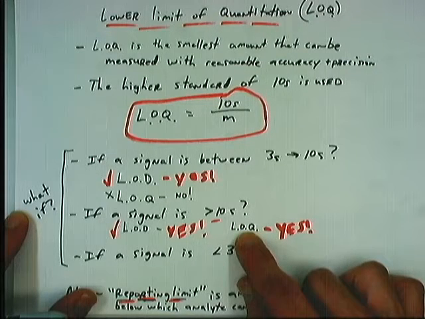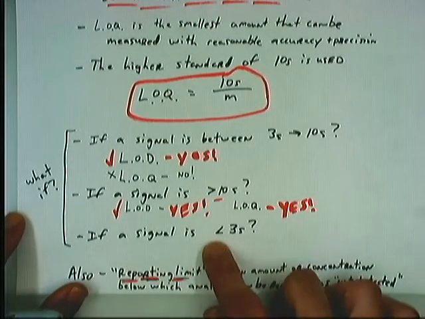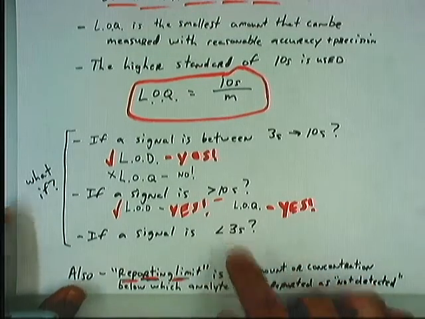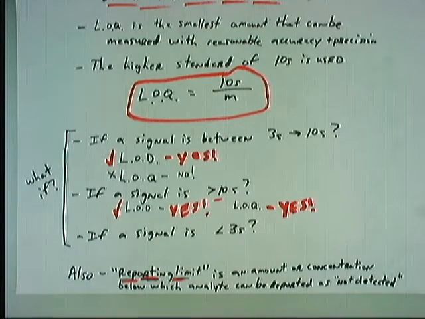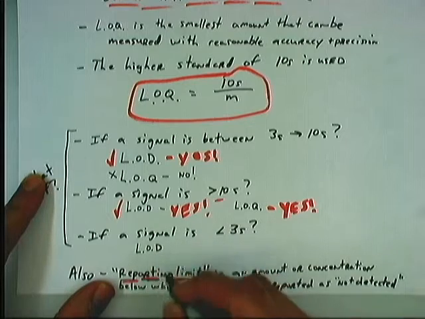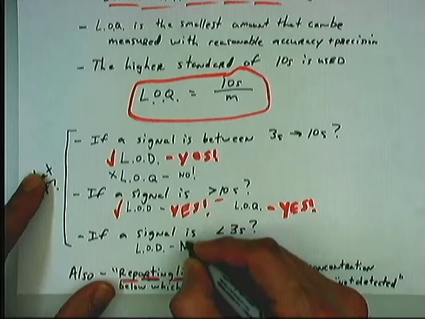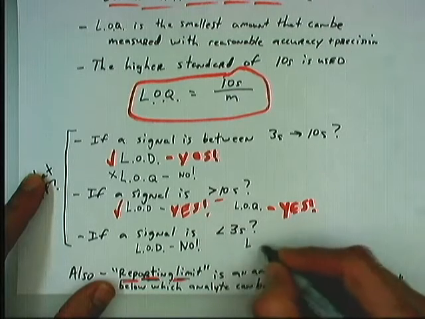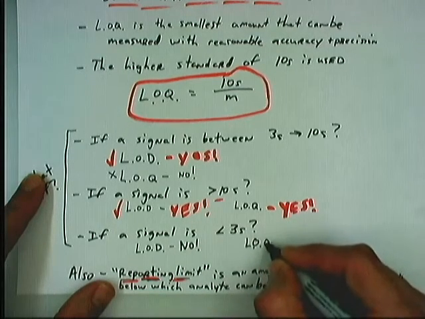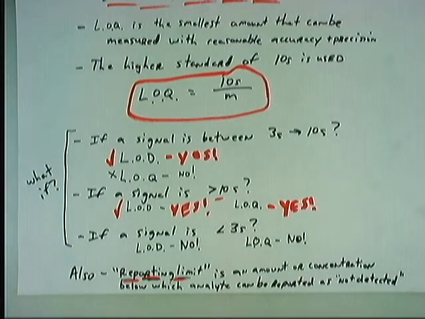Okay? Now what if a signal is less than 3 sigma, or standard deviations? So the signal that I observe is less than 3. Have I detected my analyte? No. Can I reliably quantify it? Not a chance. Not detected it, cannot quantify it if I'm less than 3s.